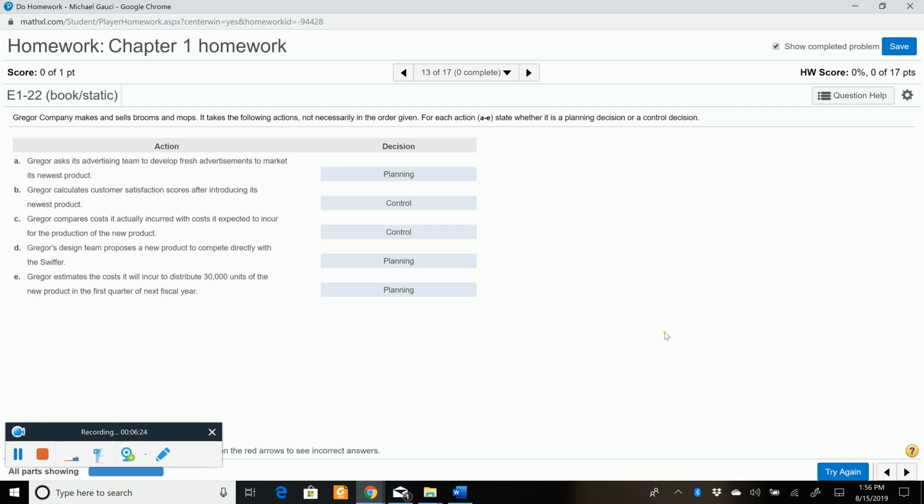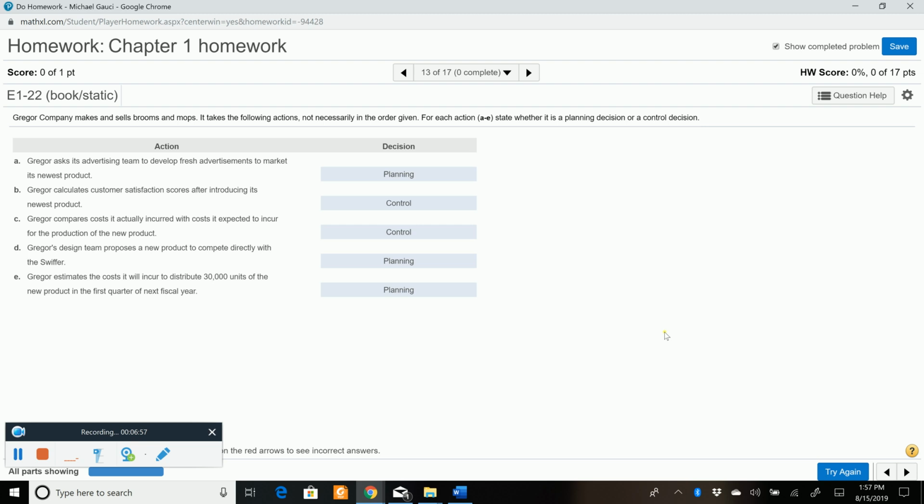Let's take a look at B. Gregor calculates customer satisfaction scores after introducing its newest products. So this is after the fact. We've developed our product, we've distributed our product, and now we are getting feedback from our customers to see how well they like our product. This is a control decision. This is afterwards where we're evaluating our process. As is C. Let's take a look at C.